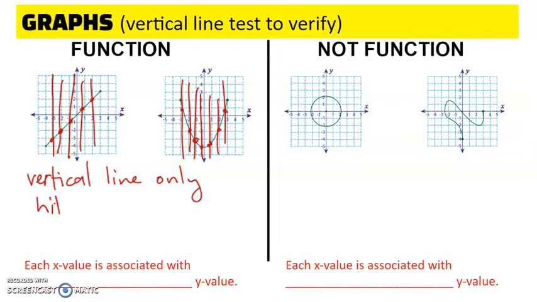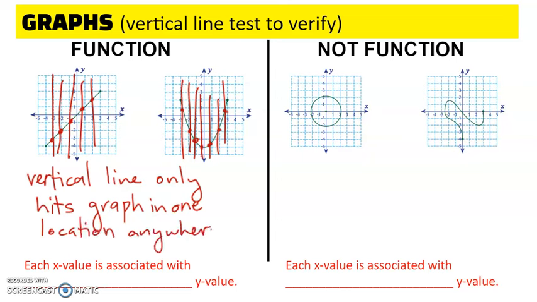I'm going to write this. Vertical line only hits graph in one location. Anywhere on the graph, right? And that's to prove that it has only one.